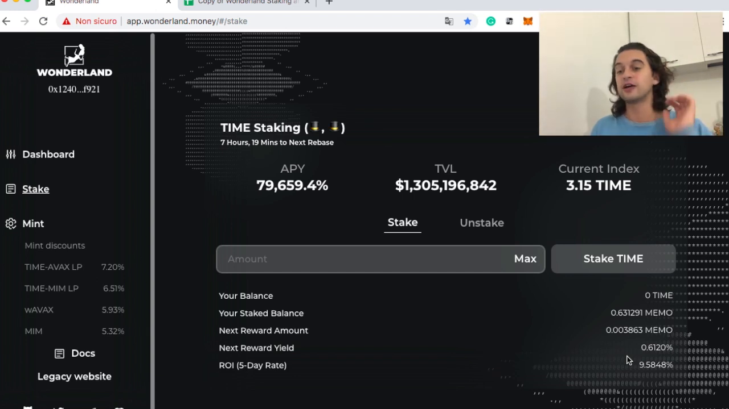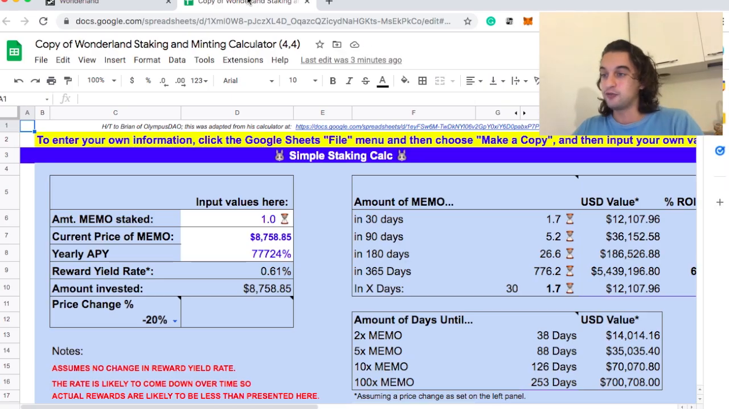So these are the two indicators that you need to know. The ROI is the 5-day rate, so in 5 days you will make 9.58%. Now let's talk numbers, and you can find this spreadsheet down in the description. I will leave it for you to go and test it out, but this is the spreadsheet.